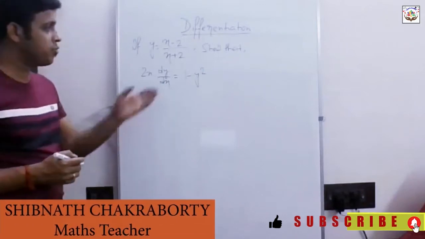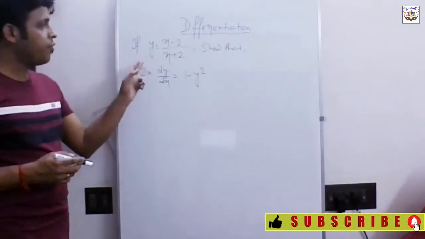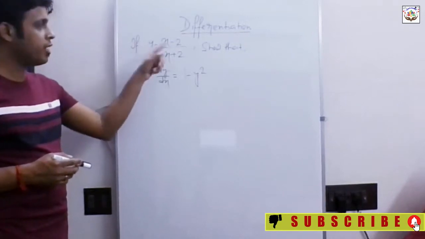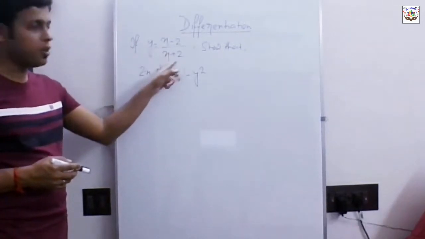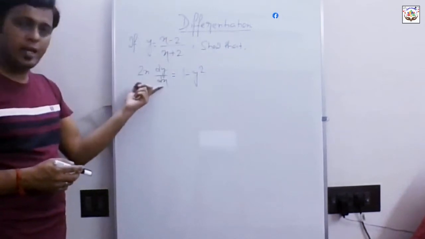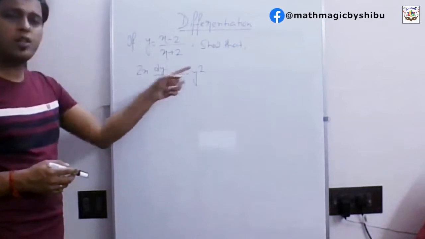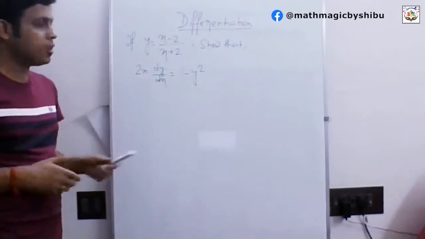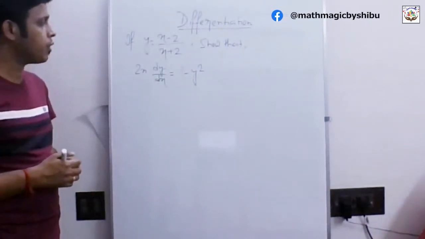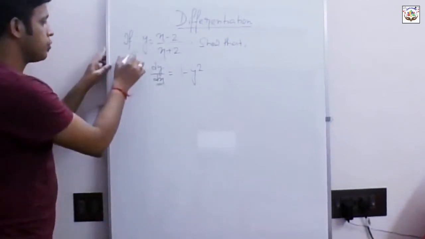Now we'll solve this problem on differentiation. Here it is given that if y equals x minus 2 divided by x plus 2, then we have to prove that 2x into dy/dx, that means the derivative of y, equals 1 minus y square. So let us start the problem. At first we will find out the dy/dx part.